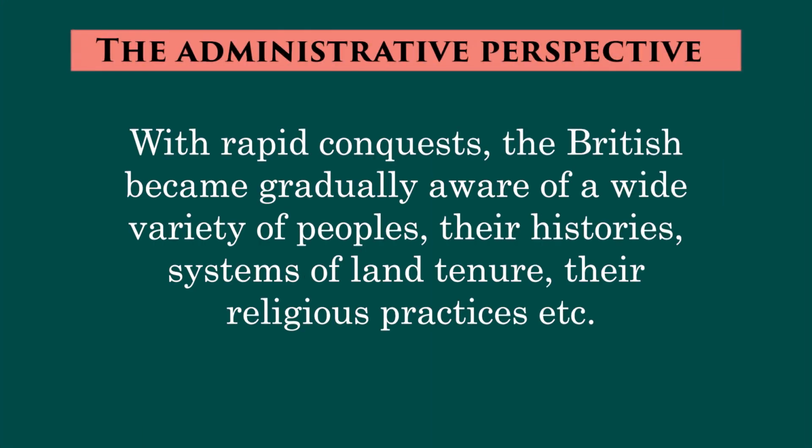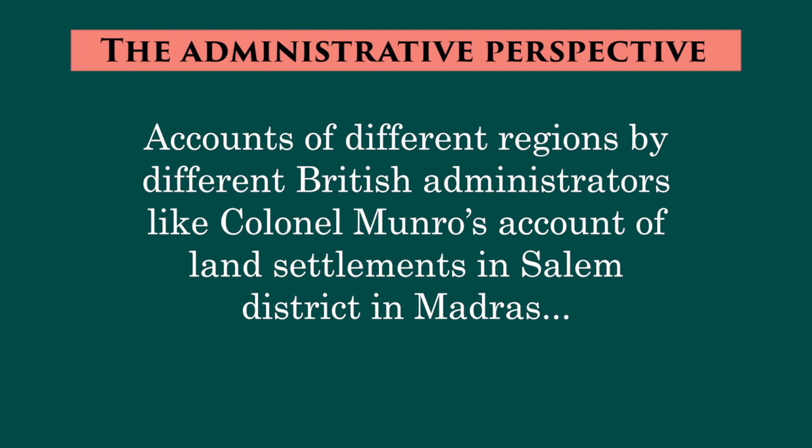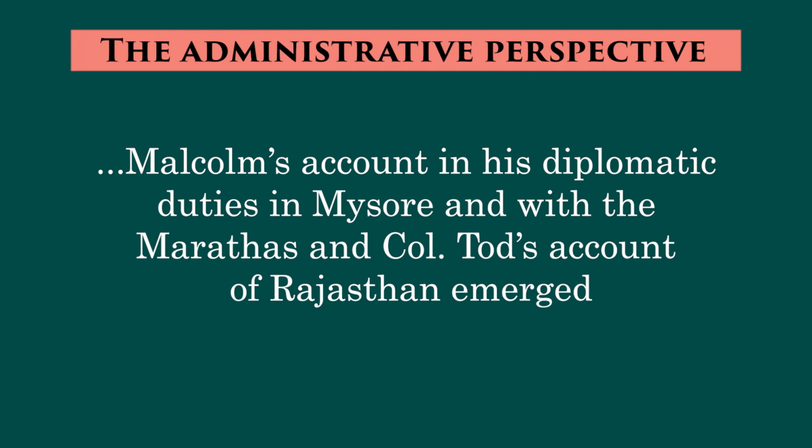So this was a time when the British consolidated its rule, and with a series of conquests in different parts of the country, they came to be in touch with different varieties of peoples, their history, their systems of land tenure, their religious practices, etc. And this is the time when we come across different accounts by British administrators, namely Colonel Munro's accounts of the Salem district in Madras, land settlements of Salem district, Colonel Malcolm's account of Mysore and the accounts on Marathas, Colonel Todd's account on Rajasthan also emerged during this time.